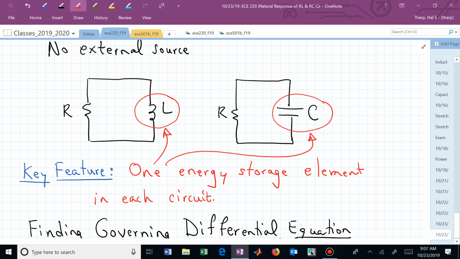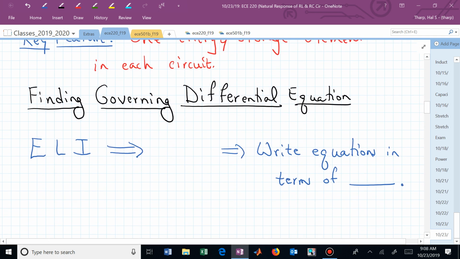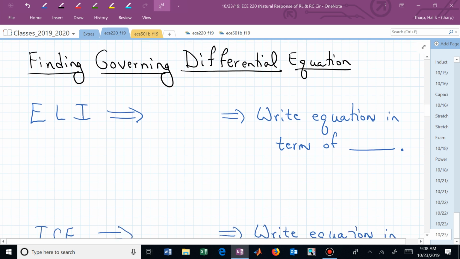Let's find the governing differential equation. If you really didn't care for differential equations, hopefully after going through 220 you'll like them more. If you loved differential equations, hopefully you will still love them after going through 220. I hope to have the slope in a positive direction relative to differential equations after looking at them through the ECE 220 lens.